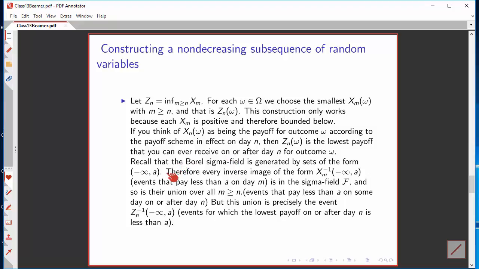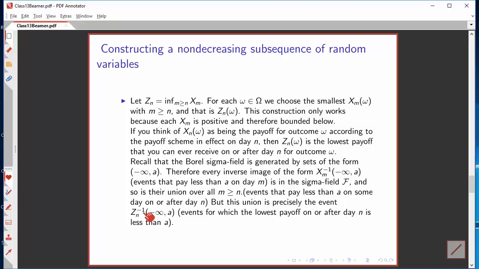Now, you'll recall that the Borel sigma field can be generated by open sets that run from -infinity to a, and therefore an inverse image for such a set, the subset of the sample space that leads to a payoff of less than a on day m, is in our sigma field. And if we take the union of that over all values of m that are greater than or equal to n, that is, if we consider events in the sample space that pay less than a on some day, either day n or beyond, that's also in the sigma field.